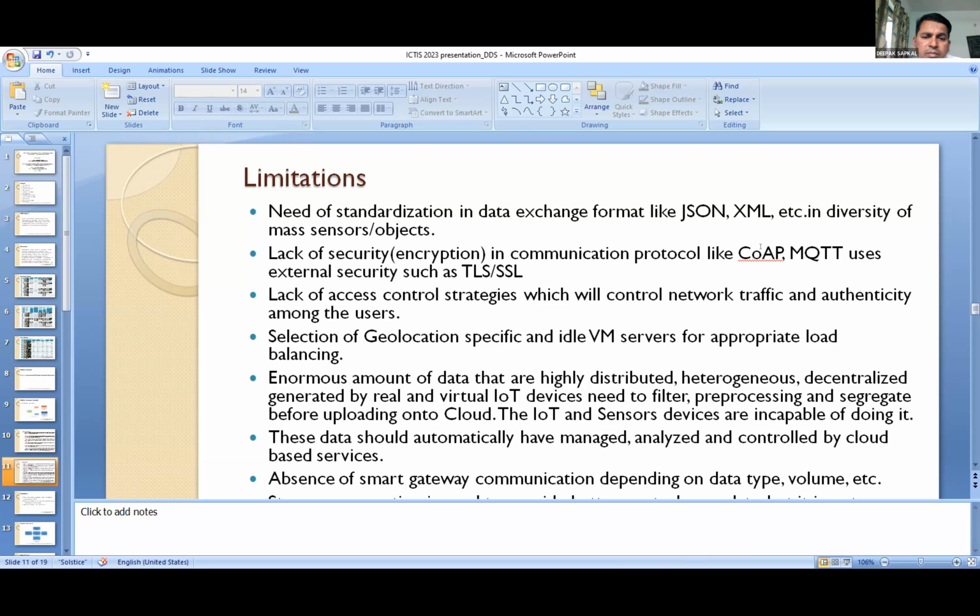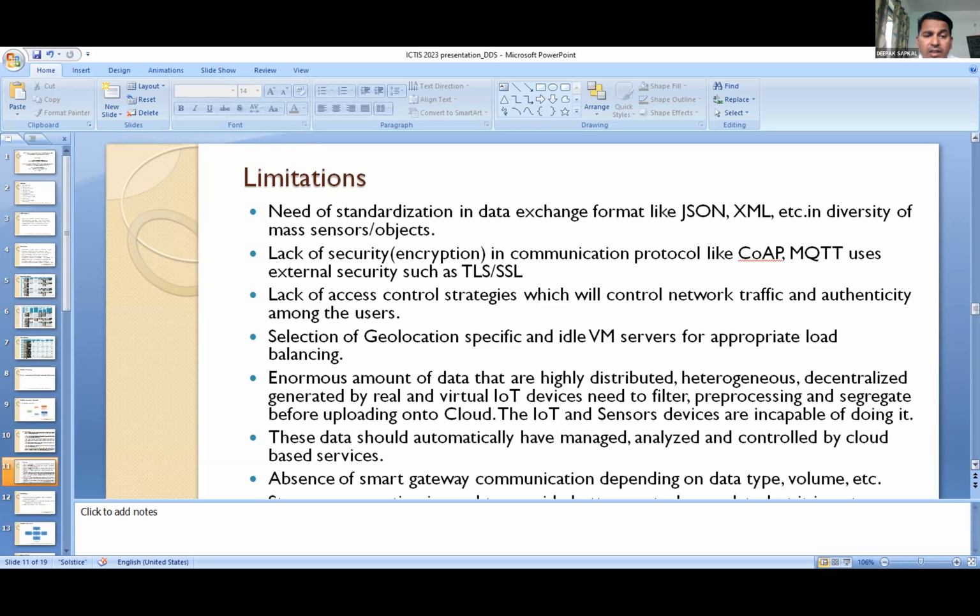Then the other aspect is lack of access control strategy, which will control network traffic and authenticity. Another good point is that, just imagine 80 millions of devices handling or accessing the cloud services. So it is very difficult to handle those many devices. So can there be certain sort of access policies, like context-based access given, or time-based access given, or any history-based access given? So we need to think, or we can combine these many access policies in the existing system.